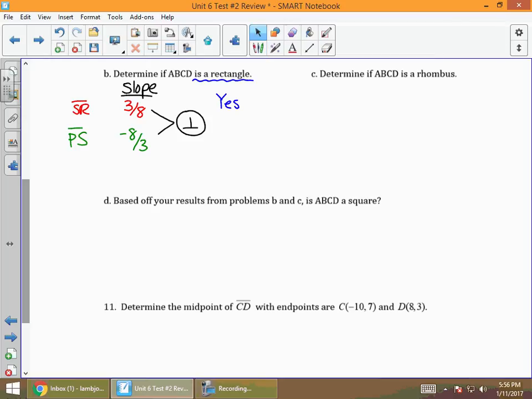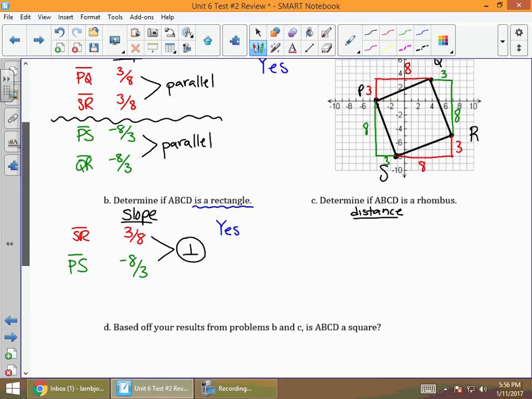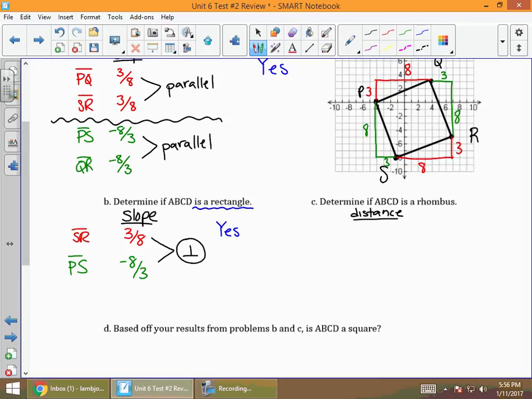All right, part C says, is it a rhombus? Okay, in order to be a rhombus, I need distances. I need to look at distances. All right, so I'm going to kind of scroll up here. Look at my red ones again, PQ and RS. So PQ has a distance, the square root. From P to Q, it goes up 3 and over 8. So 3 squared is 9, 8 squared is 64.